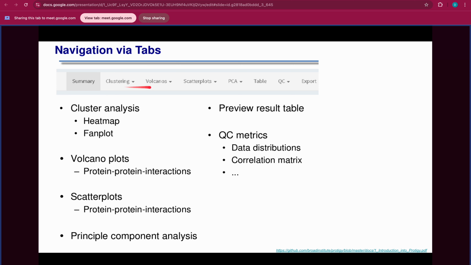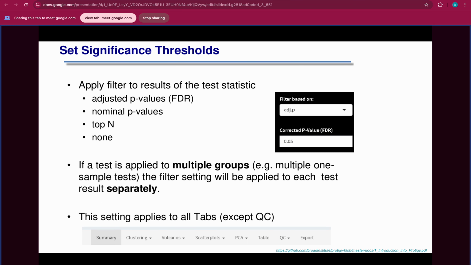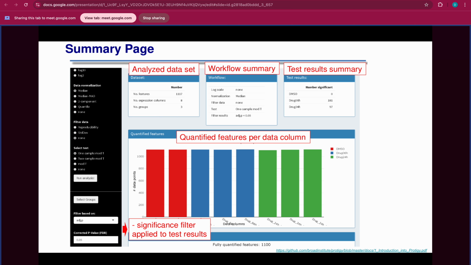Then simply you can navigate through these tabs which are present, depending on what you want to see, whether you want to visualize or you want to cluster the data which you have provided. So all those things can be done in ProTIGY. You can also set the significance thresholds, as we have discussed, the p values, and then the analyzed data set will be shown in these terms, such as number of features, number of expression columns, number of groups, and it will also tell you what kind of normalization it has performed, what is the number of significant DMSO drug.